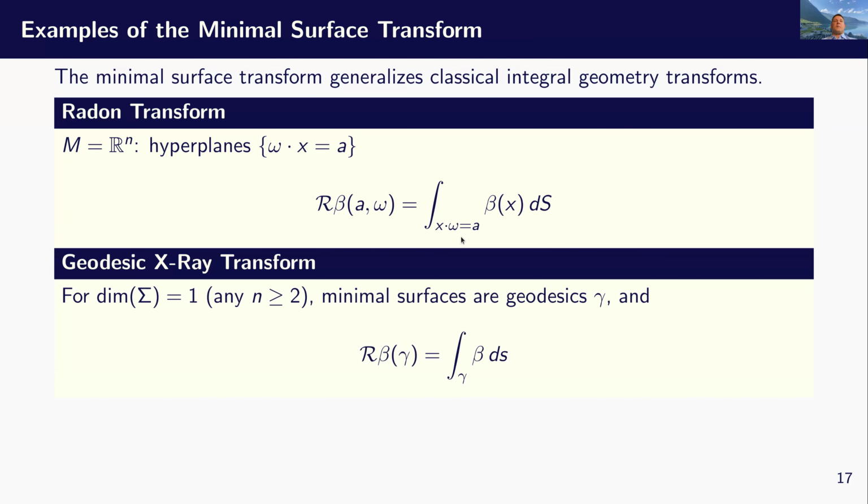Then the geodesic ray transformation. So when the minimal surfaces are one-dimensional, dimension of sigma is 1, the dimension of ambient space is anything. Then in this case, minimal surfaces are geodesics, and the minimal surface transformation is just the geodesic X-ray transformation.